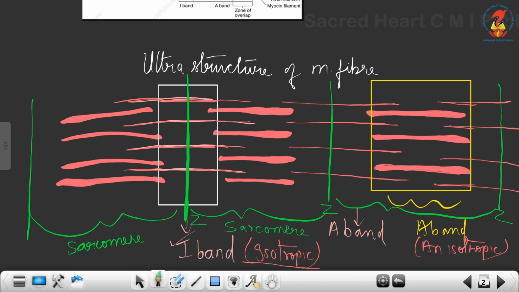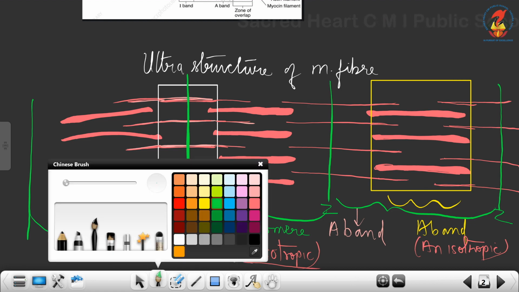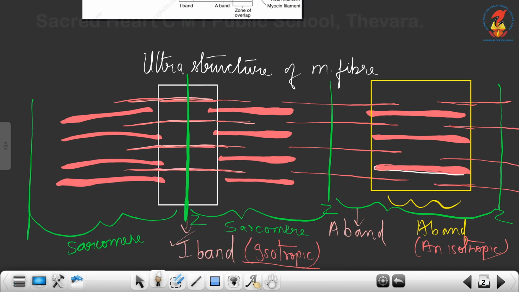Now moving on to the A band. Please focus at the A band. You can see the A band consists of the entire length of the thick filaments or myosin filaments and also the overlapped thin filaments. So in this particular band, the A band called anisotropic band, the central region which consists of exclusively thick filaments is known as the H zone.